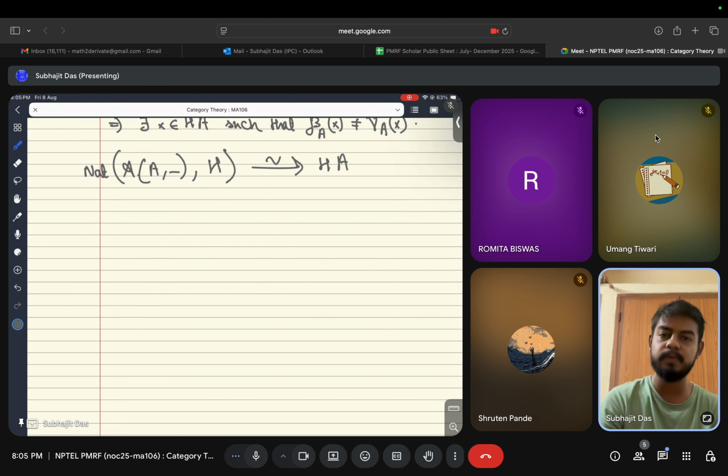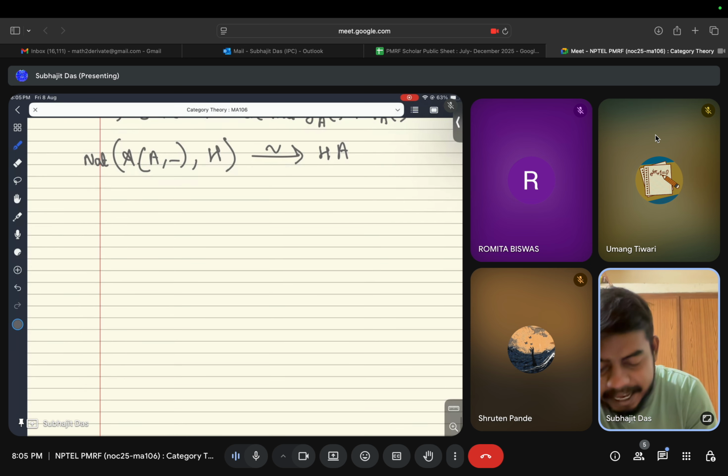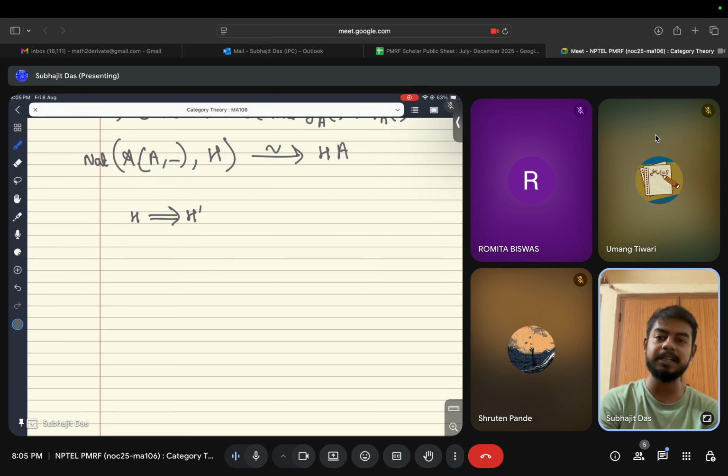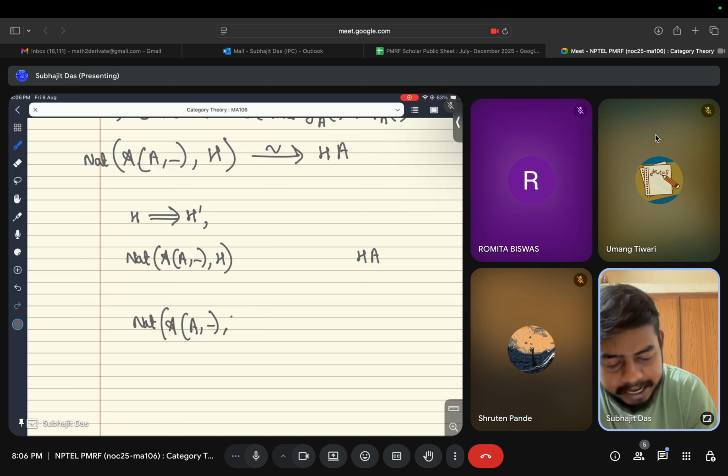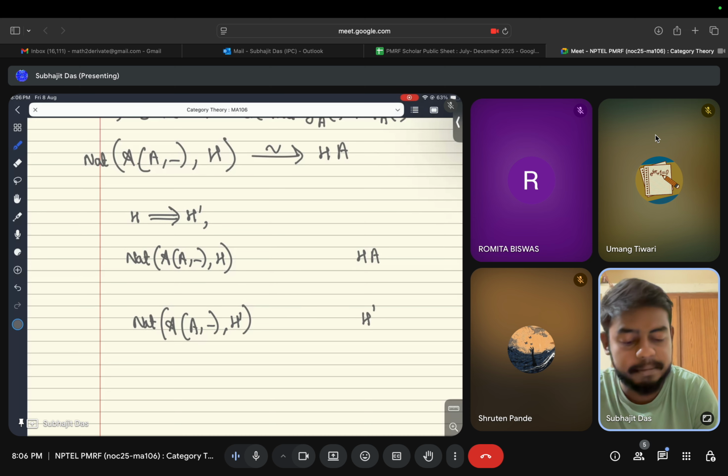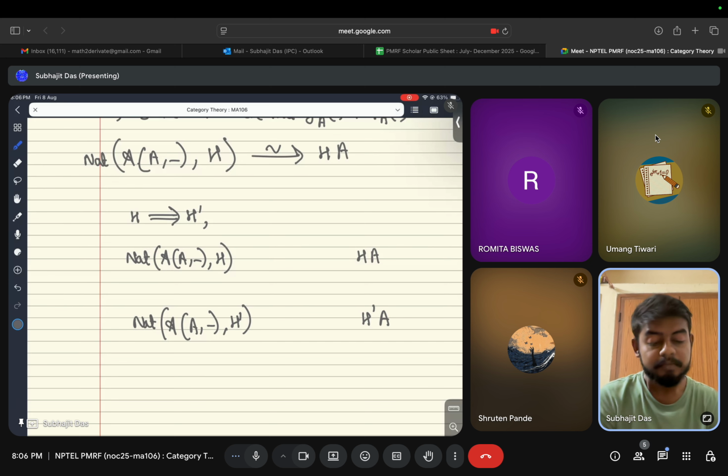So let's quickly write down what naturality in the variable H means in this context. It means that if you take H and an arbitrary H prime, and take an arrow that is a natural transformation in the functor category from H to H prime, then you should have a square. So Nat(A(A,-), H) to HA, Nat(A(A,-), H prime) to H prime A, with this bijective map given by the Yoneda lemma.